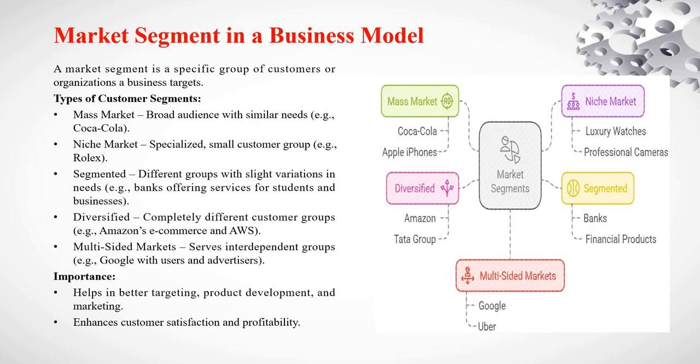Then you have cloud computing with AWS, and another example is the Tata Group, with automobiles, hotels, and IT services. Then you have multi-sided markets, where a business serves two or more interdependent customer groups, and one segment benefits from the presence of the other. An example here is Google with users and advertisers.